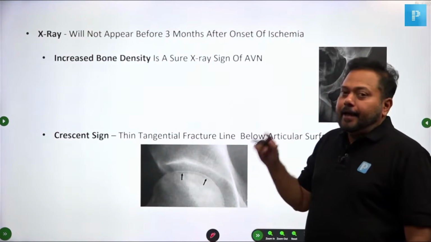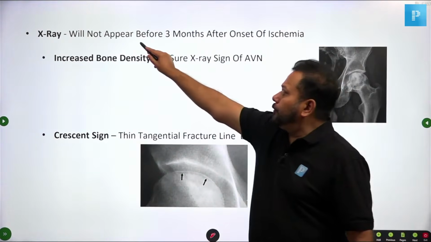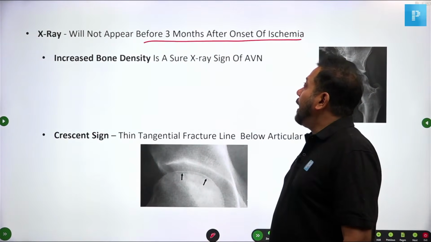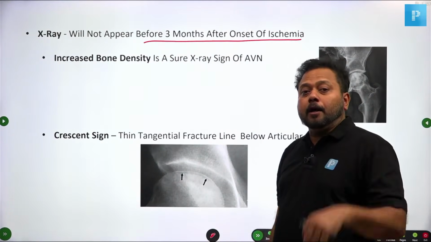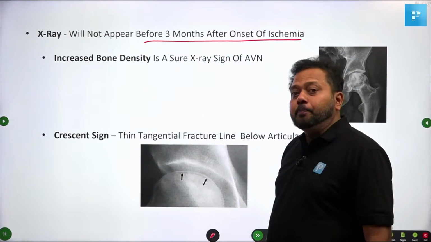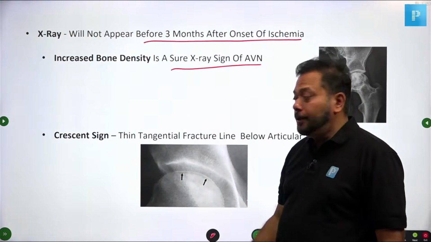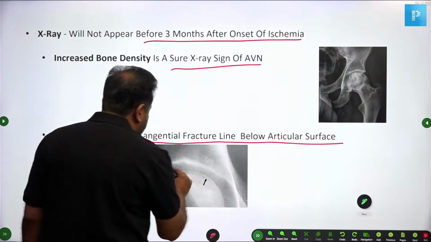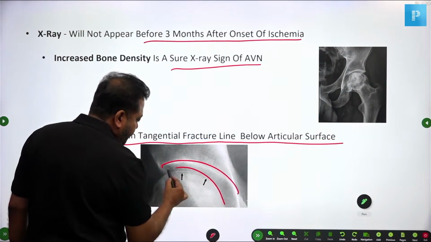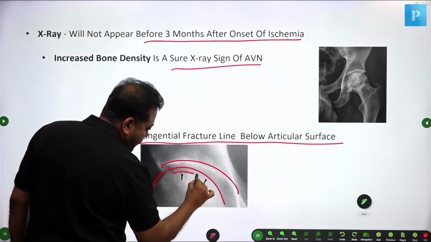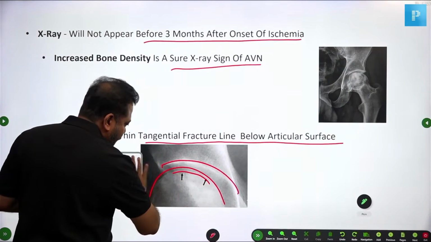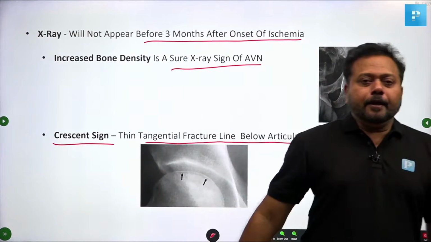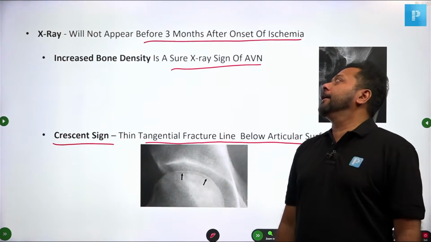Good. See, the X-ray will not turn positive before 3 months after onset of ischemia. So minimum 3 months should have crossed, then only X-ray will show you. Increased bone density is a sure sign of avascular necrosis. Crescent sign: thin tangential fracture line just below the articular surface. You see here, this is your acetabulum, this is the head of the femur. Here I am able to see a crescent shaped shadow. I will erase everything, you zoom and see. This is the classical crescent sign. So whenever you see a crescent sign, that is a radiologically sure sign of avascular necrosis, but that will take 3 months.